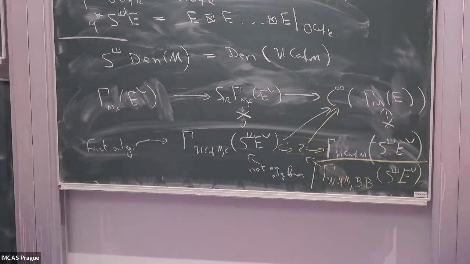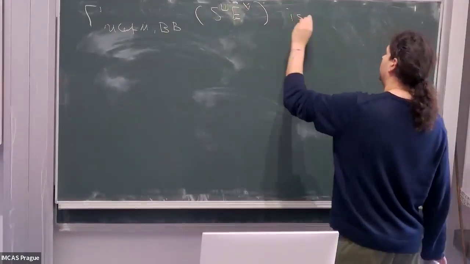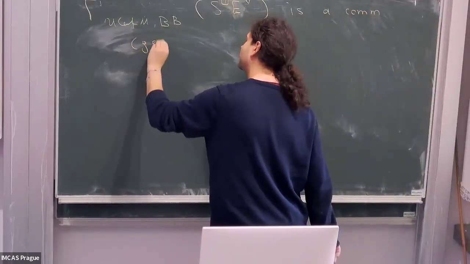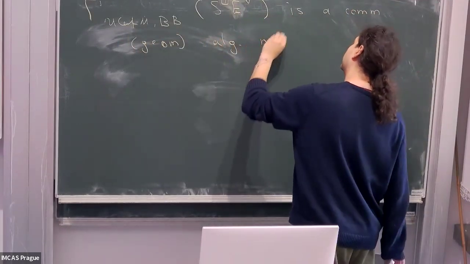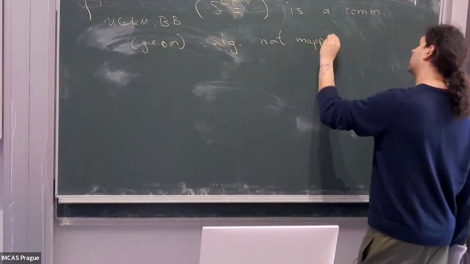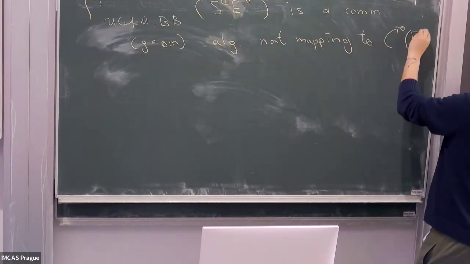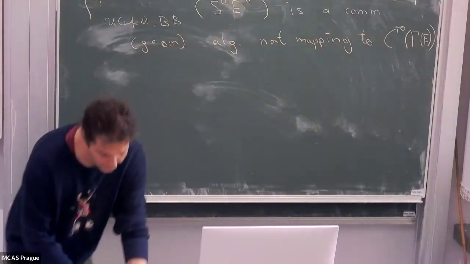So Gamma U conf M B B, tensor product of E dual, is a commutative, geometric in a certain sense, algebra naturally mapping to C infinity of Gamma E.